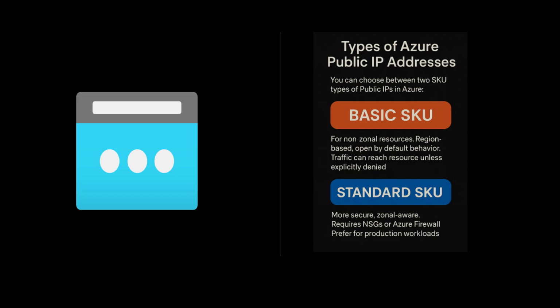This setup might be suitable for testing or less critical environments, but you must be cautious as it's easier to expose services unintentionally. On the other hand, standard SKU is designed with security and high availability in mind. It's zonal aware, which means it supports zone resilient architecture, and it requires you to explicitly allow traffic using network security groups or Azure Firewall. This gives you tighter control and makes it the recommended choice for production environments. Always lean towards standard SKU when security, availability, and control are priorities.